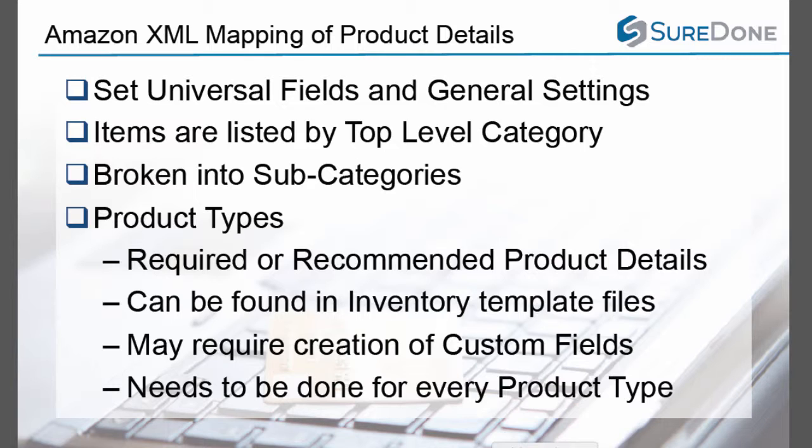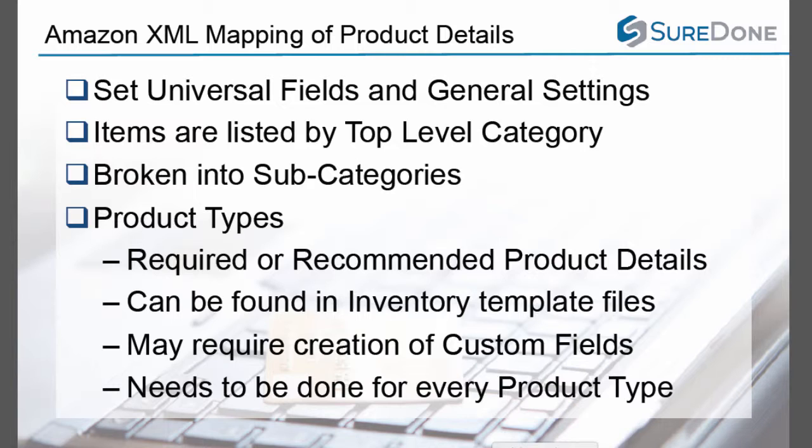One thing that's sort of unique to Amazon is that items are listed by a top-level category, such as clothing, books, or toys, for example. Those top-level categories are broken into subcategories, and then, of course, they are also qualified by product types. So inside particular product types, you will have required or recommended product details, such as the minimum manufacturer's age that was required for the Rubik's Cube we were discussing.